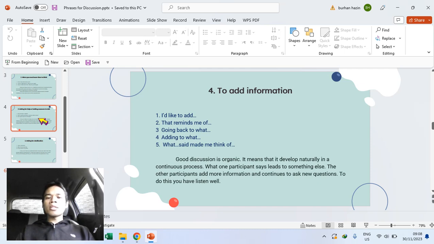To do this, you have to listen well. So the key here is listening. We need to listen well. We need to pay attention well. Okay, so those are some phrases we can use to add information.